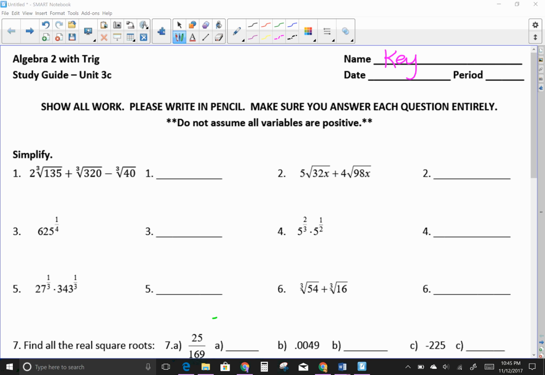Okay, this is our study guide on Unit 3C, and it is designed to help prepare you for your test. There are 47 questions on this study guide. You had 26 on a quiz covering the whole part of this unit, and there will be 33 on your test. So just a little bit longer than what you had on your quiz.